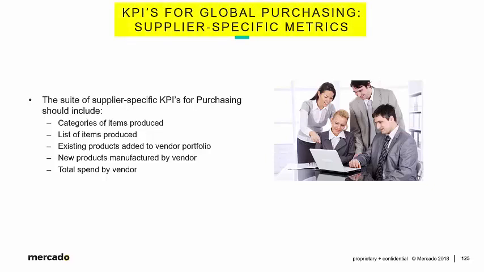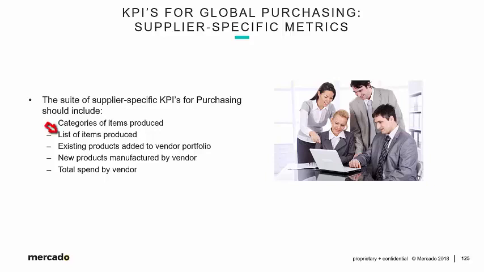In this section, we want to get into KPIs for global purchasing, but specific to suppliers. Things that we can use to measure all of our suppliers, but on an individual basis. The suite of supplier-specific KPIs for purchasing should include categories of items produced. We talked briefly in a previous section about product categories for an importer being wearing apparel, footwear, accessories. We want to have KPIs around individual categories within each vendor from whom we buy these products.